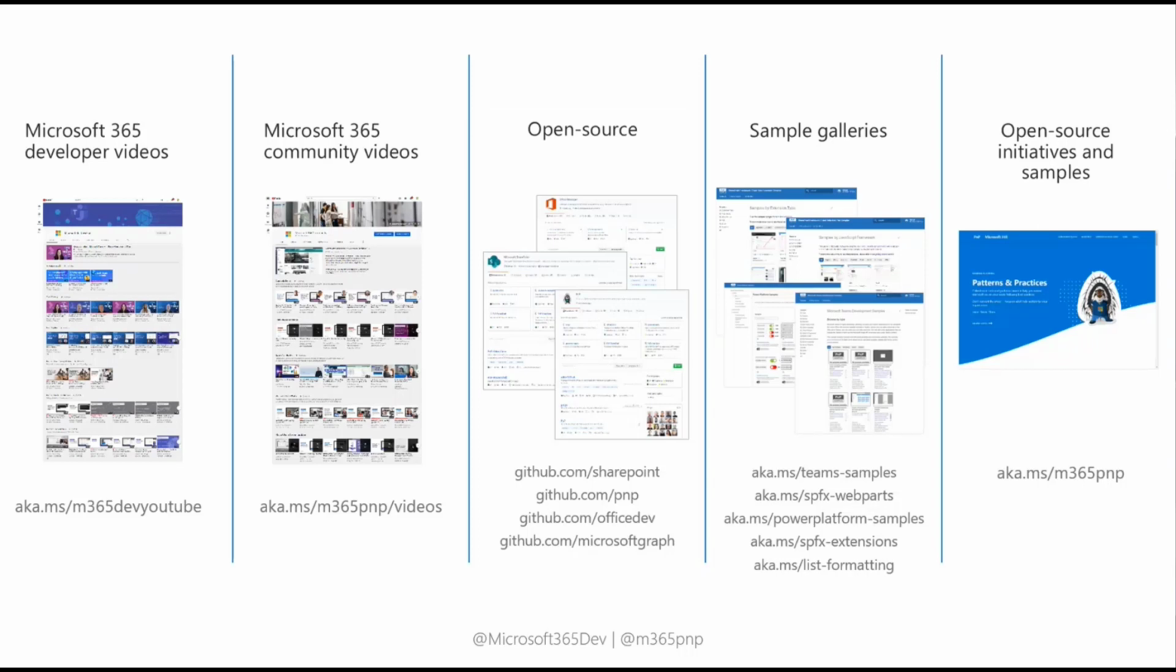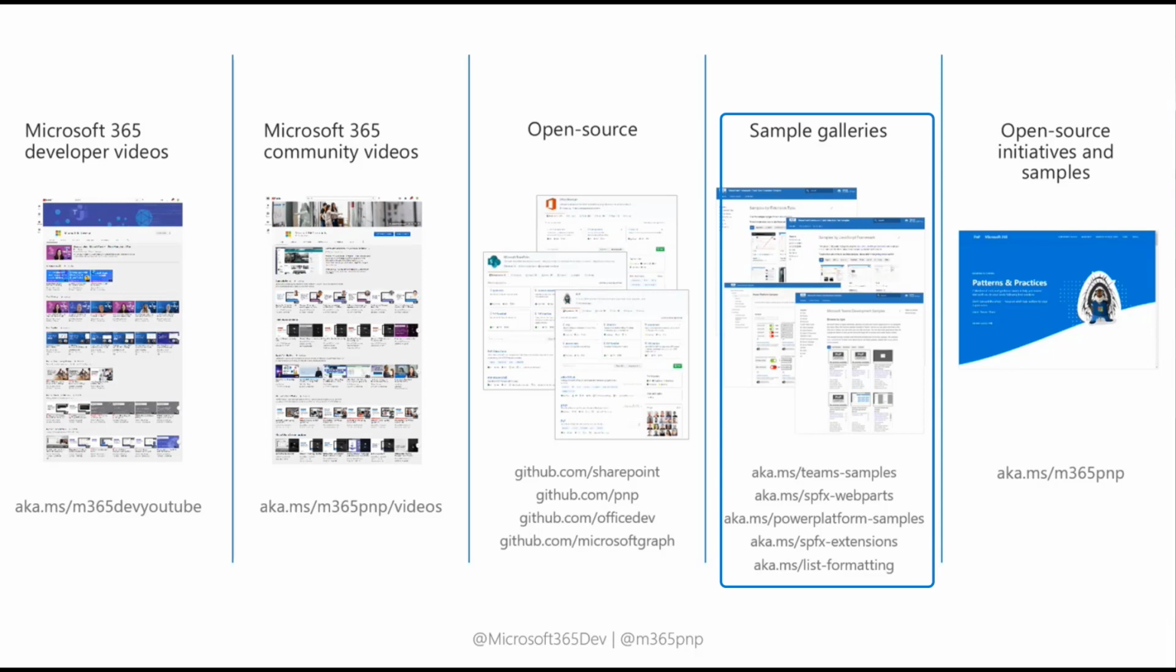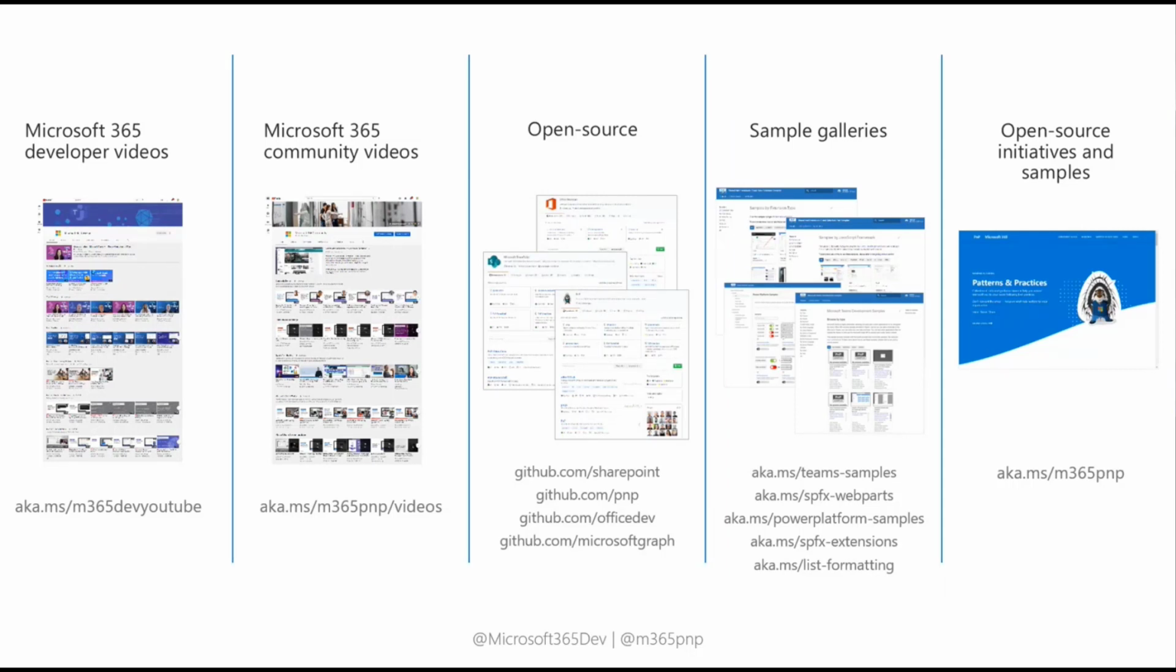We also have a plethora of sample galleries. There are Teams samples, SPFx samples, Power Platform samples, list formatting, we've got ACEs, we've got script samples, so many. And this may feel like an abundance of links to have to keep track of, but I promise you only need to keep track of one, aka.ms/m365pnp. That will take you to the latest and greatest availability of all of our resources within the community.